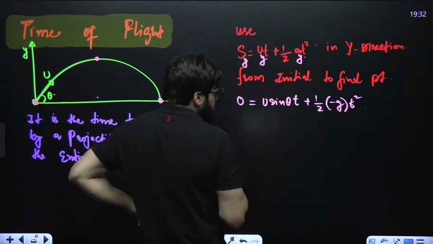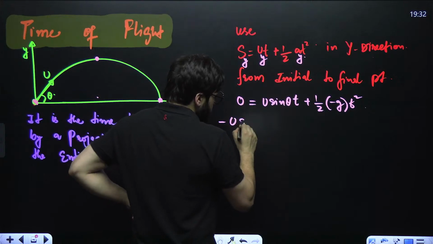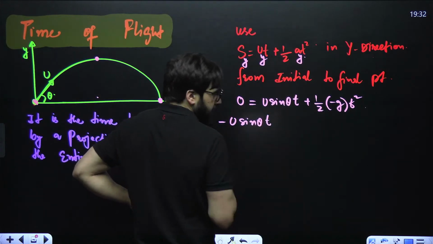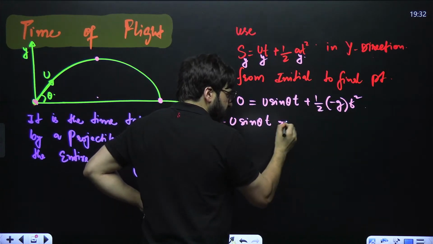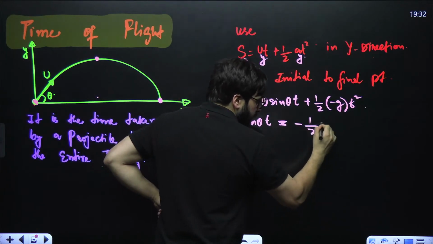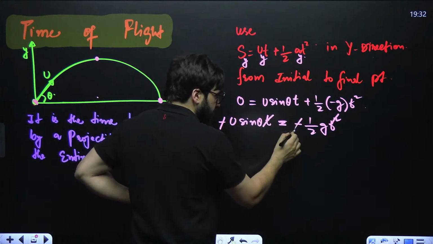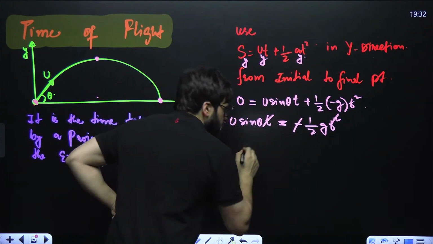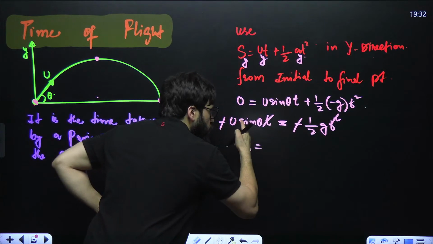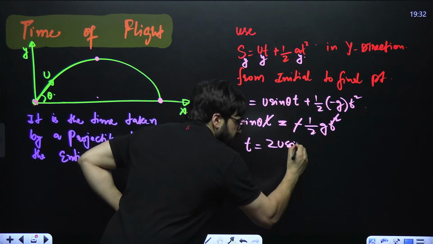Now take it from this side. So it will be minus u sine of theta into t is equal to, here this minus will come out, so minus 1 by 2 gt square. This square and t will cancel, negative and negative will cancel. Take it over here. So time will come out to be 2u sine theta.